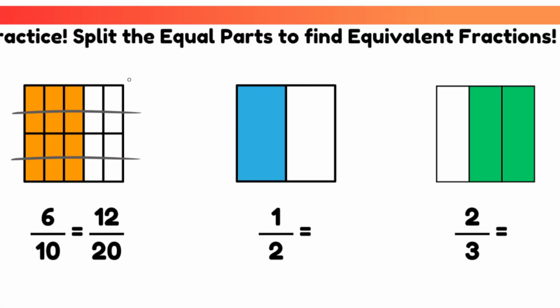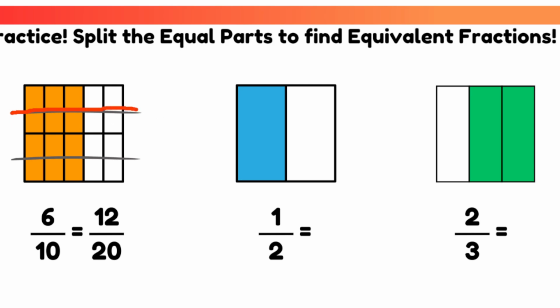Okay, so let's take a look at what we got here on this practice page. You have an example here that's filled out for you. You started out with 6/10, and you can see there was 1, 2, 3, 4, 5, 6 parts shaded in orange out of 10 total parts. And then you can see that these lines were drawn here.